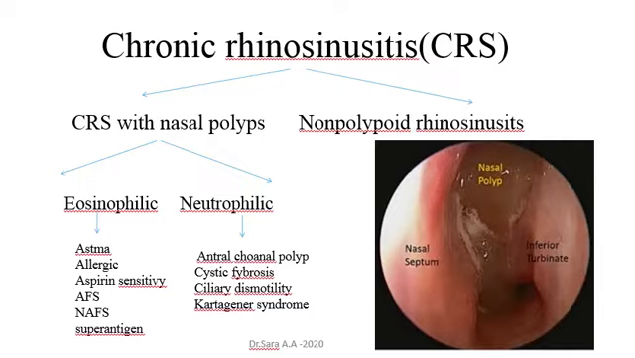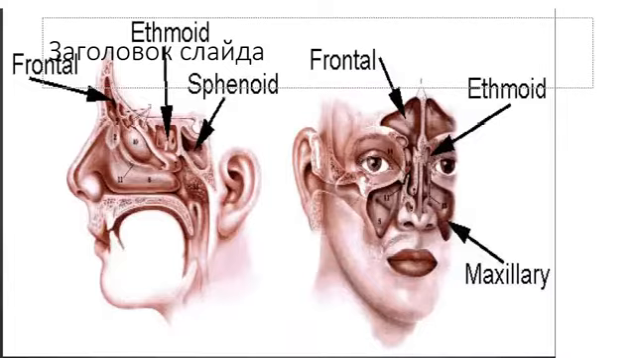But this is also divided into eosinophilic and neutrophilic. The eosinophilic may occur with asthma, aspirin sensitivity, allergic fungal sinusitis, and non-allergic fungal sinusitis. By neutrophilic we mean antrochoanal polyp, cystic fibrosis, ciliary dyskinesia, and Kartagener syndrome.